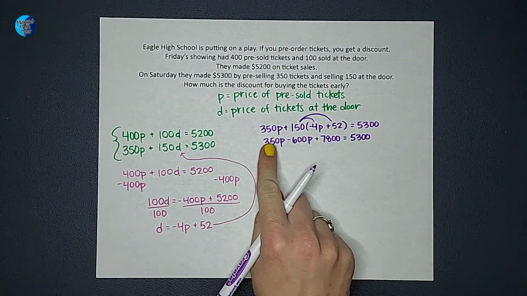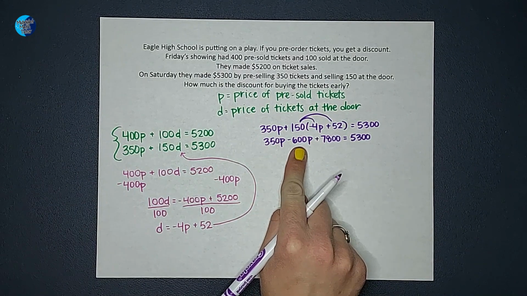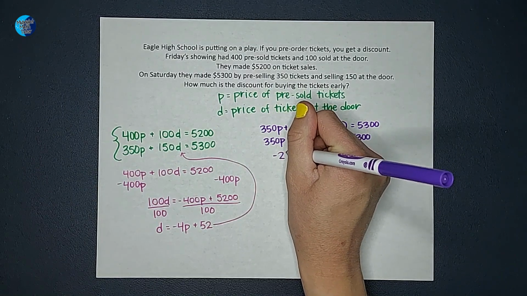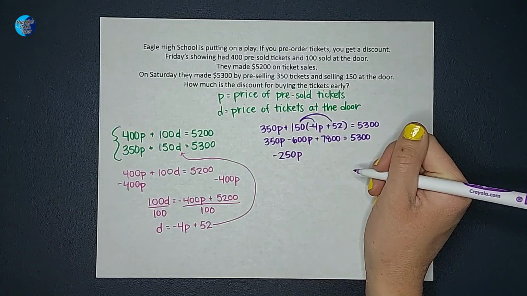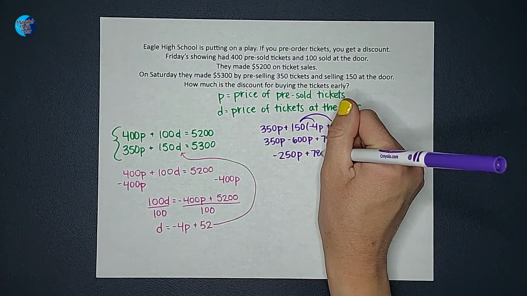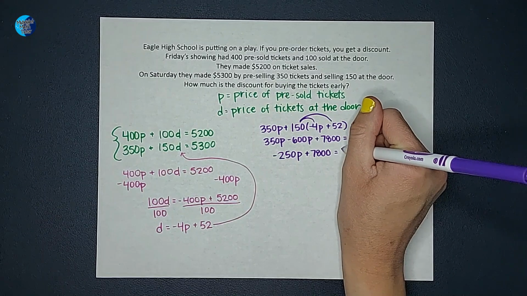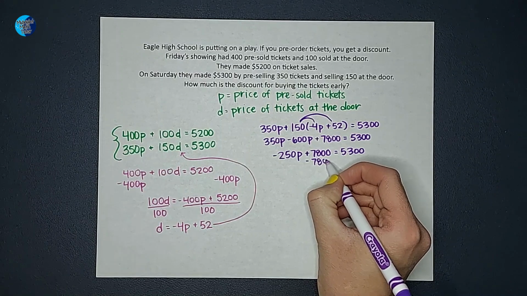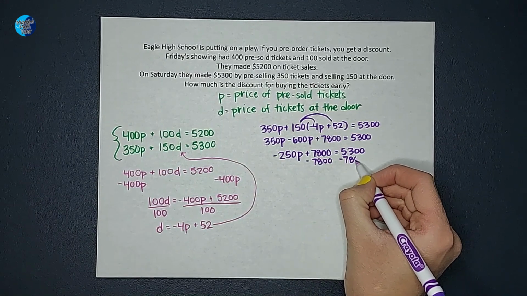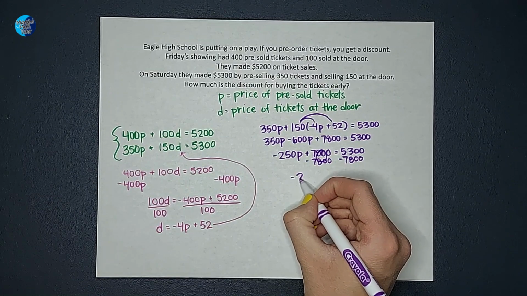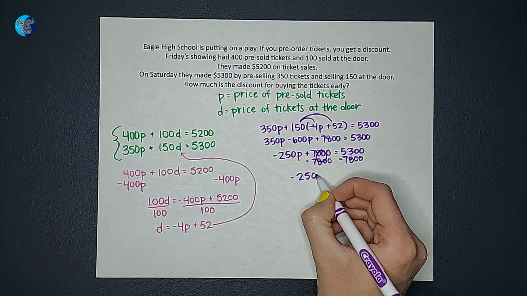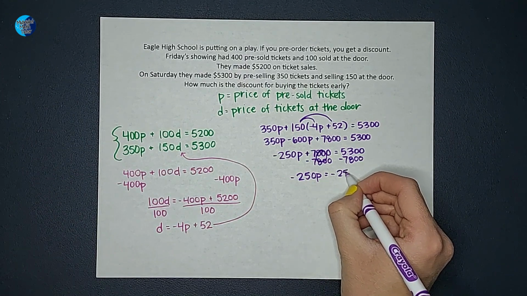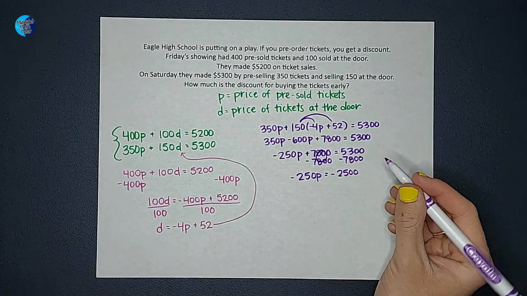All right, next I want to combine like terms. So 350p minus 600p is going to give me negative 250p plus 7,800 equals 5,300. All right, now it's just a two-step equation. You've probably done this a million times. I'm going to subtract 7,800 from both sides, and I end up with negative 250p equals negative 2,500. Okay, we're almost there, guys.